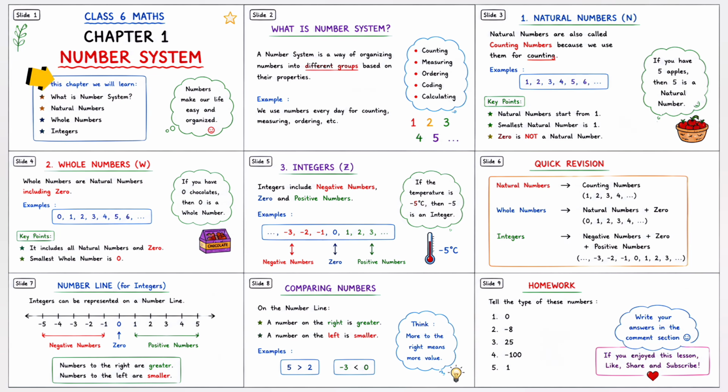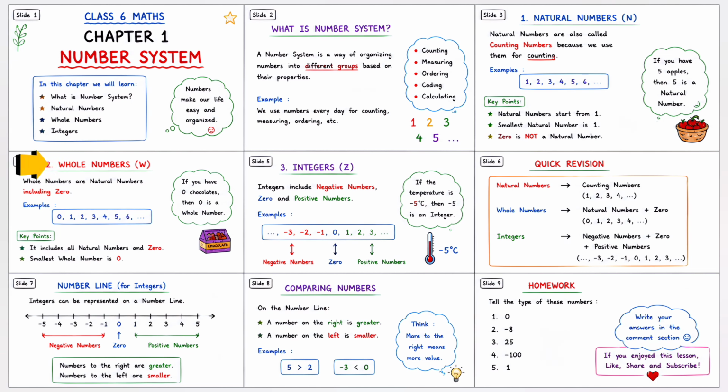Now, let's learn the different types of numbers. Natural numbers, N. First, we have natural numbers. Natural numbers are also called counting numbers because we use them for counting. Examples are 1, 2, 3, 4, 5. Remember, natural numbers always start from 1. 0 is not a natural number. For example, if you have 5 apples, then 5 is a natural number because you are counting the apples.